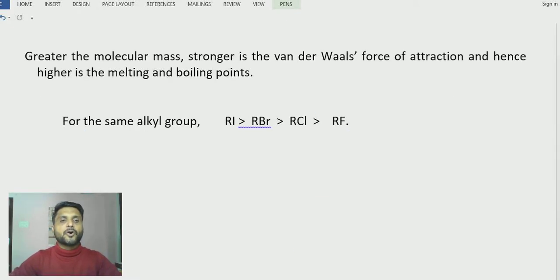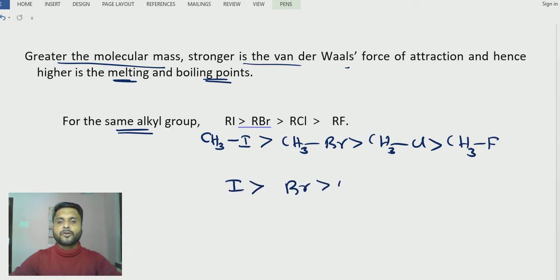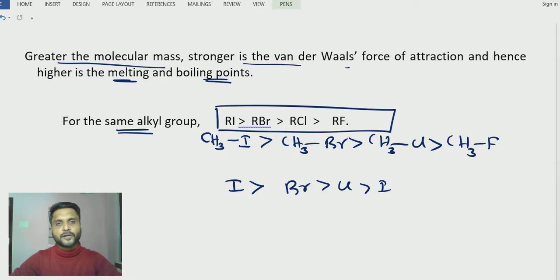Next point is about the melting point and the boiling point. Greater the molar mass, stronger is the van der Waals interactions and higher is the melting point and boiling point. Here, for the same alkyl group, let the alkyl group be CH3. I get methyl iodide, methyl bromide, methyl chloride and methyl fluoride. Now the alkyl group is the same. You know that the atomic mass of iodine is greater compared to bromine, compared to chlorine, compared to fluorine. So this is the order for the melting point and the boiling point, right?